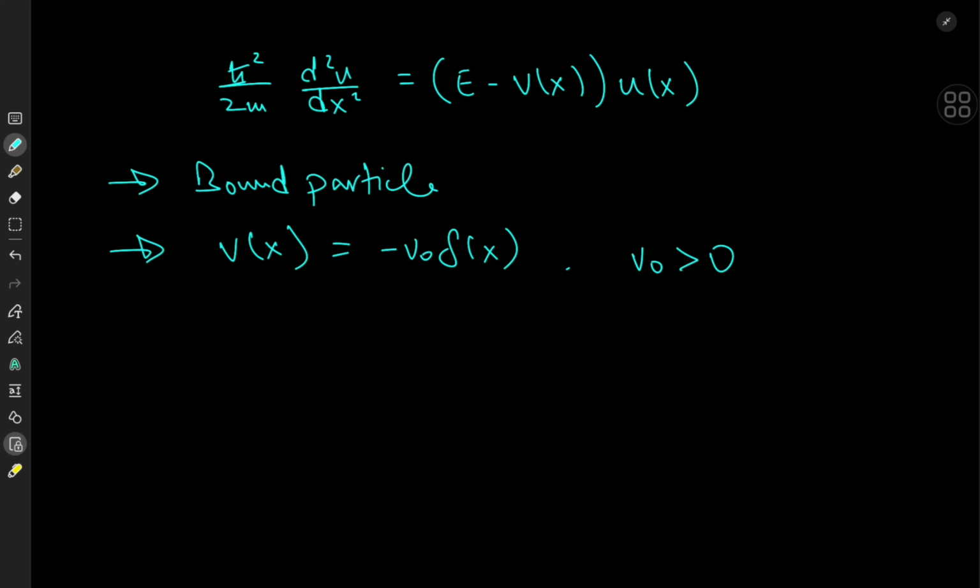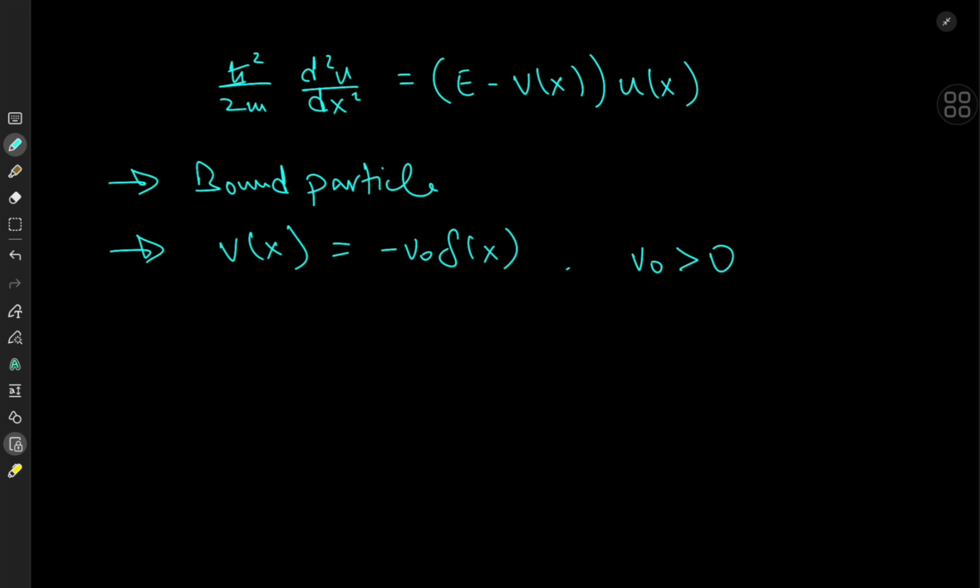So we're trying to solve for the function u, which is the energy eigenfunction. And we're dealing with the case of a bound particle subject to a force field with this potential energy function V of x equals negative V naught Dirac delta of x, where V naught is positive. Okay, cool. I believe this is the first time we're dealing with the Dirac delta function, at least explicitly here on the channel, so this is going to be interesting.